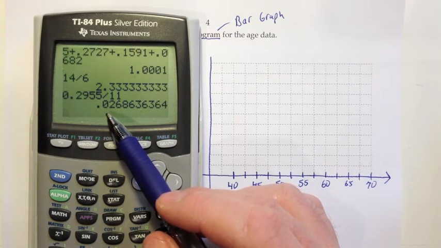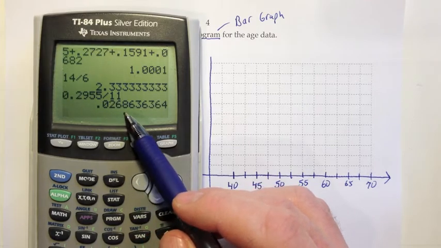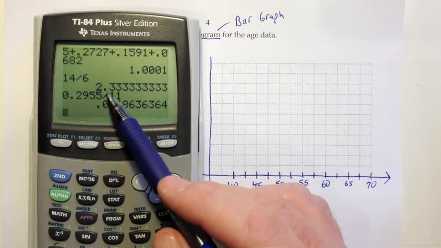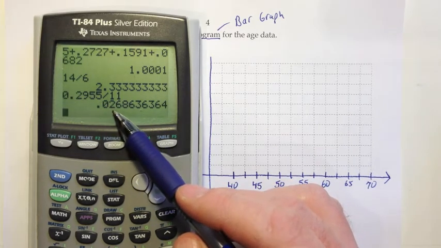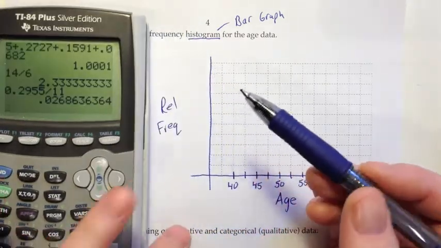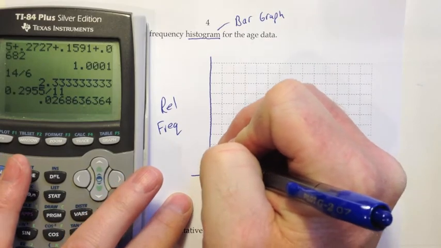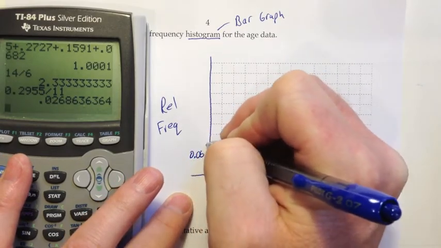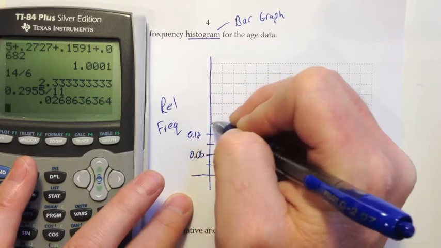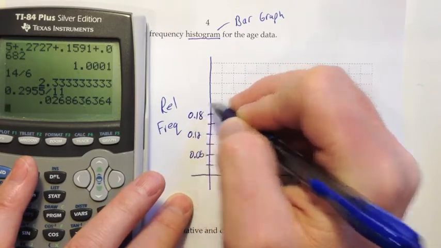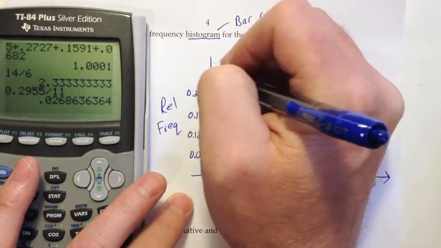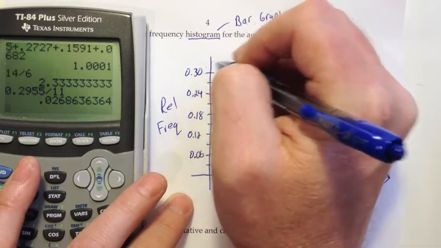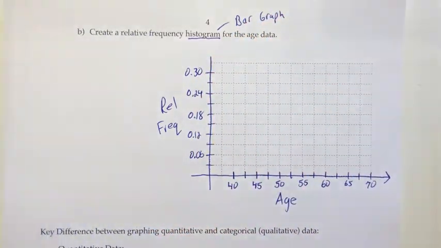So if we started at 0 and went up 0.0268 per square, we'd end up hitting this 0.2955 at the top. But no one wants to read a graph that's numbered that way. So we want to round this up to something nice, maybe 0.03, maybe 0.04. I'll go ahead and go with 0.03. So this would be 0.03, 0.06, 0.09, 0.12, 0.15, 0.18, 0.21, 0.24, 0.27, and 0.30, and then 0.33 at the top, but I'm just marking every other one.